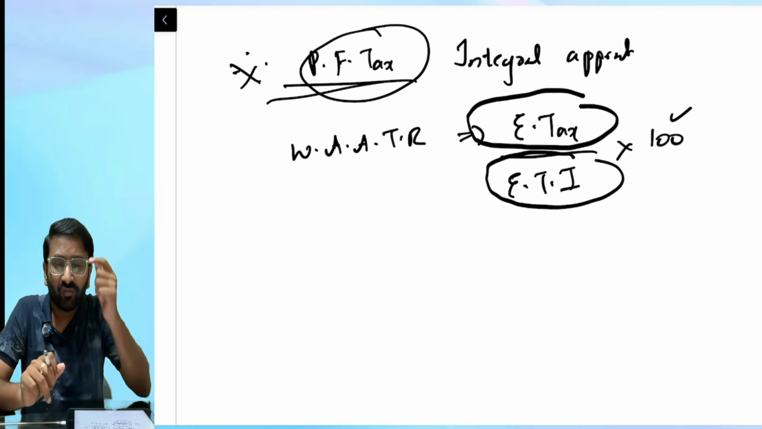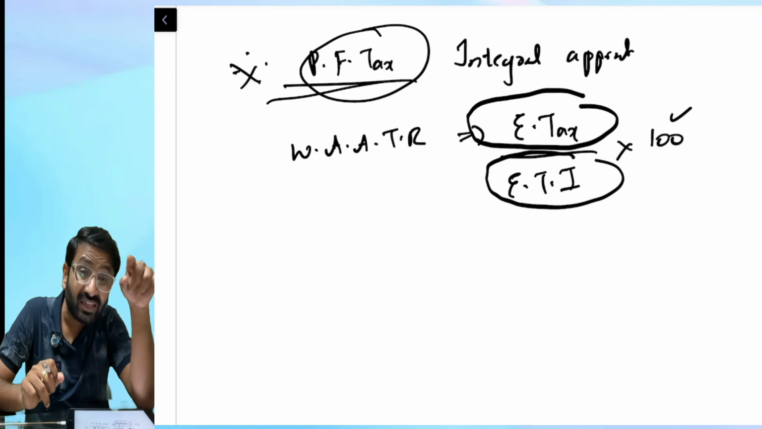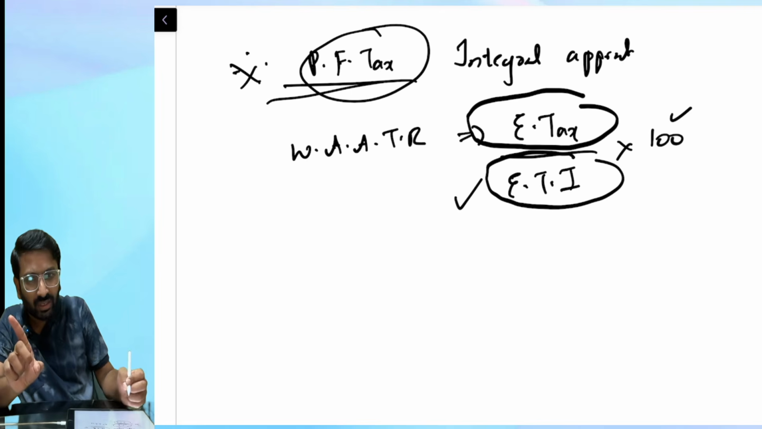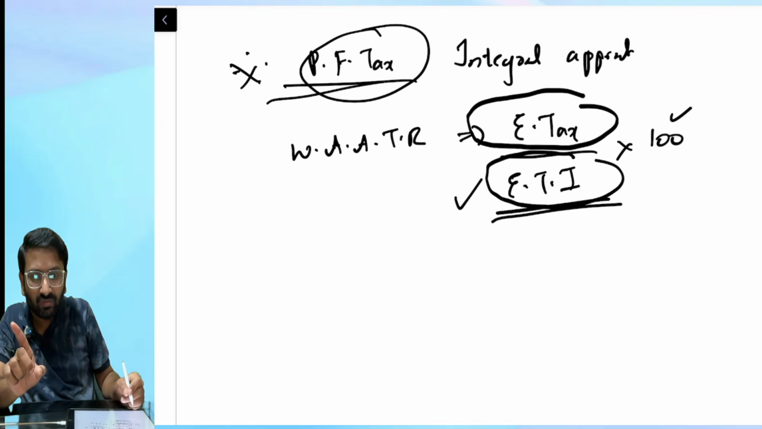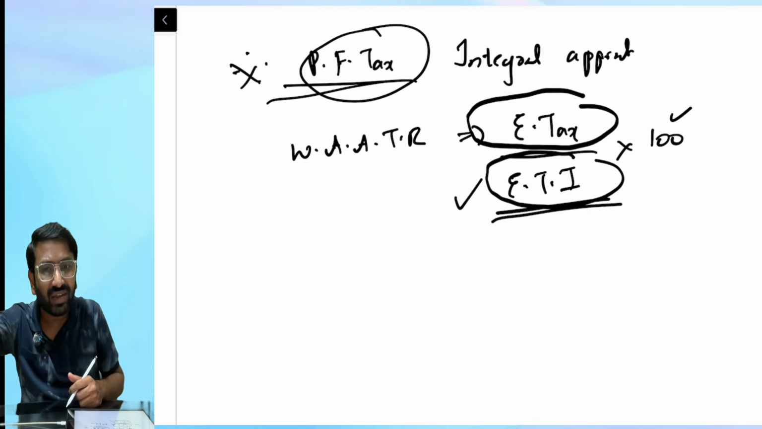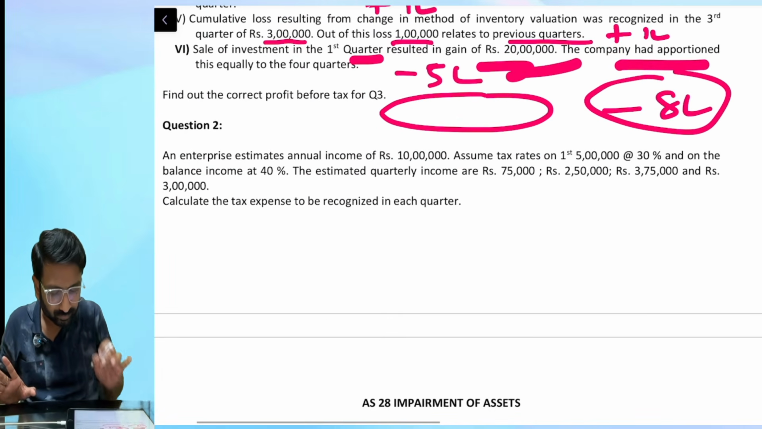Which means while finding out provision for tax, you're not treating every quarter as a separate period. You're treating that quarter as a part of the entire financial year. And that is the reason in the denominator, what are you taking? Estimated total income of the entire year. And in the numerator, estimated tax of the entire year. Let's take an example to understand this. Look at example number 2.